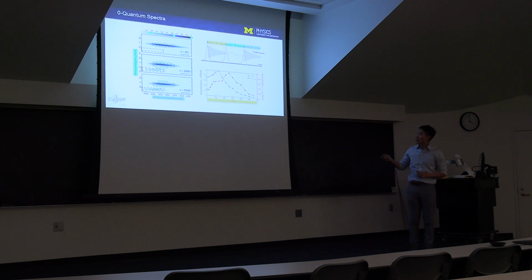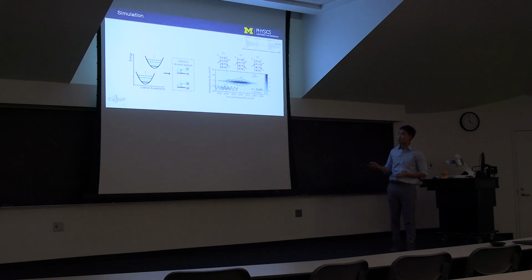So to explain the origin of this long rise, we tried to simulate the zero quantum spectra using a simple model, very similar to the one in the previous section. So we took this displaced oscillator model, which gives you ladders of states separated by the yellow phonon energy, and simplified it to an effective four-level system. And this gives us an interesting interpretation of our results.